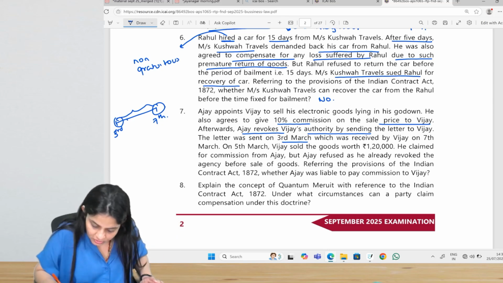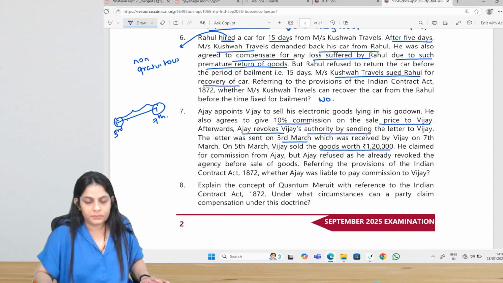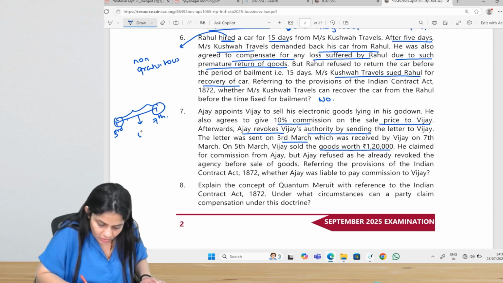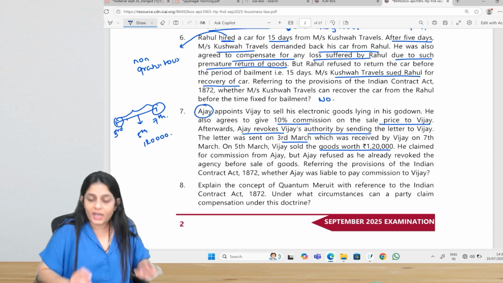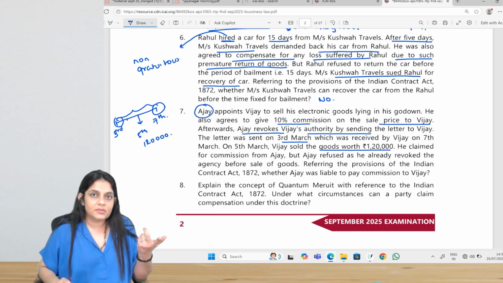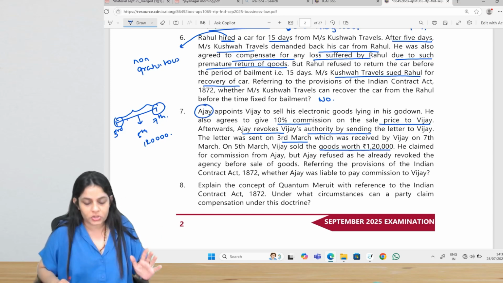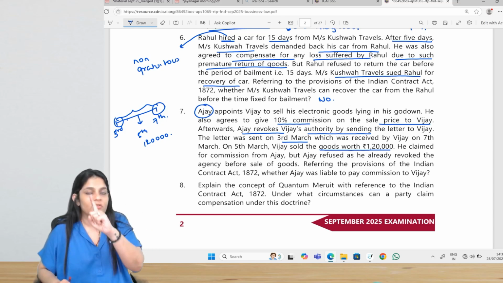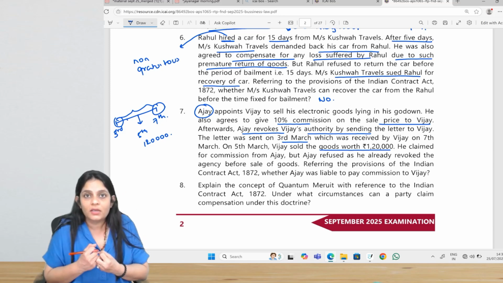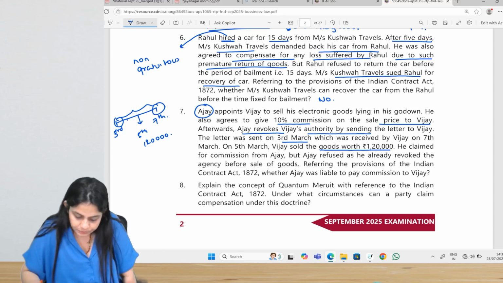Before the letter was received by Vijay, on 5th March, Vijay sold goods worth 1,20,000. Between this period, that is on the 5th, he sold goods worth 1,20,000. Is Ajay bound by this sale? Yes, because it happened before the termination. But ma'am, termination notice was given on the 3rd. What did I tell you? For the agent, termination takes place only when he receives the notice of termination.